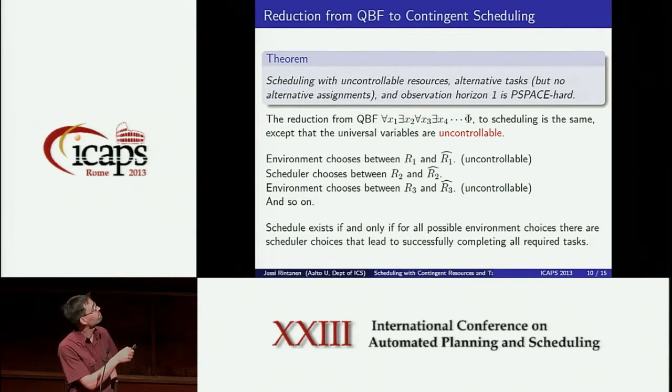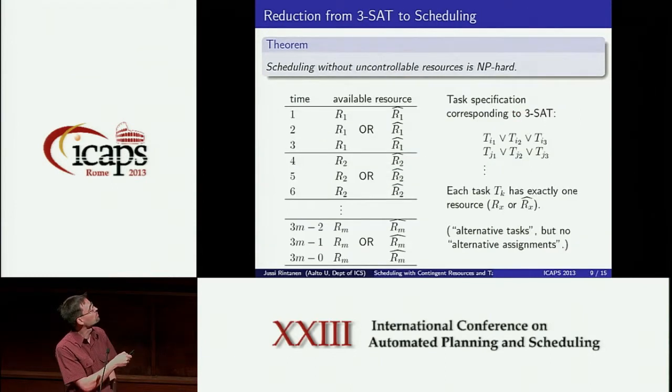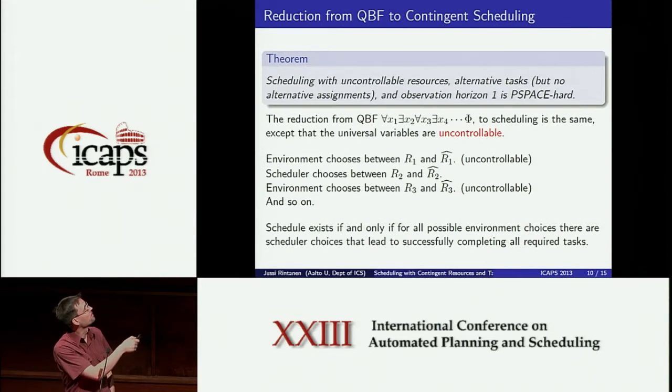So, now the trick here, in comparison to the previous slide, where we could show for each of these blocks whether you use the positive or the negative literals, here some of these blocks are uncontrollable, corresponding to the universal quantifiers, universal variables. There the environment chooses whether the literal is true or false. And this will then exactly correspond to the evaluation of quantified Boolean formulas.